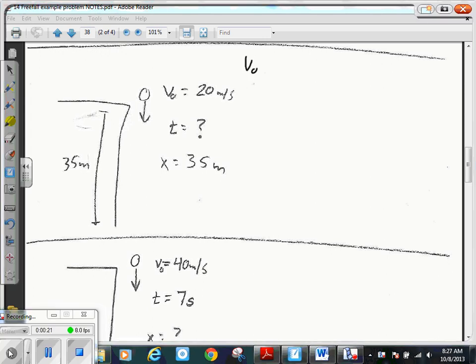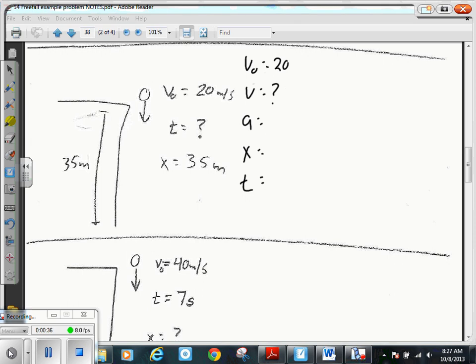So v sub naught, v, a, x, and t. And these are all lowercase, in case you were wondering. Okay, so I got a v sub naught of 20 meters per second. My v, I don't know. My acceleration is negative 10.